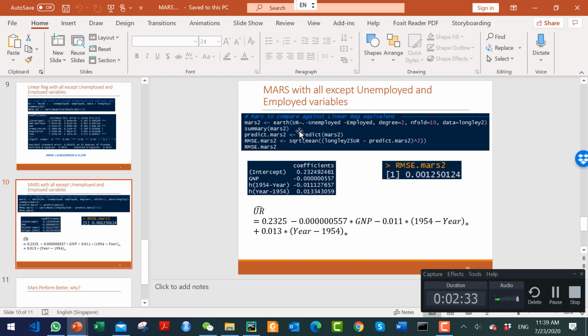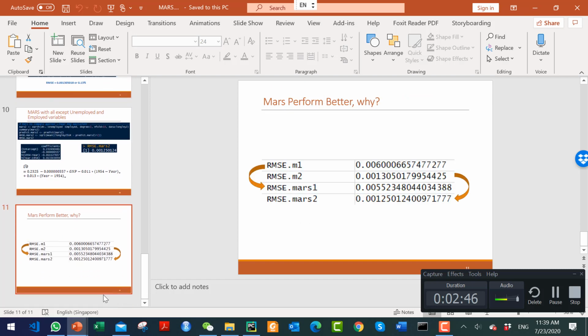So this one is the MARS on the unemployed and employed. So this is MARS 2, with an RMSE of 0.0125. So MARS performs slightly better. If you look at model 1 with MARS, 0.006 can drop to 0.005. And for model 2, 0.001, because you're using multiple factors, right? So the error can drop slightly by 0.005, which in terms of percentage is easily 10% improvement.